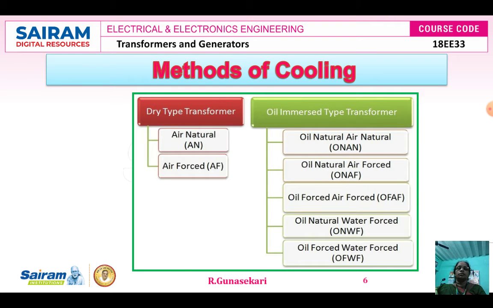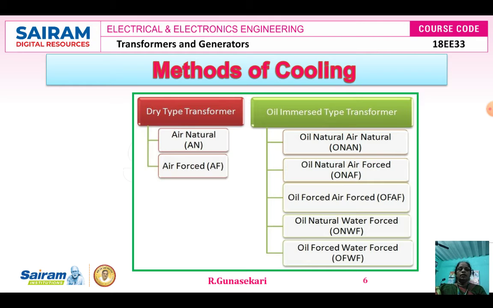Then methods of cooling. We are using two types: one is dry type, another one is oil immersed type transformer. In dry type transformers, what are the cooling methods used? One is air natural, which is denoted by AN. Another one is air forced, that is AF. Another name for air forced cooling is air blast cooling.